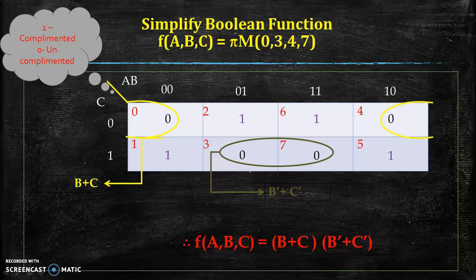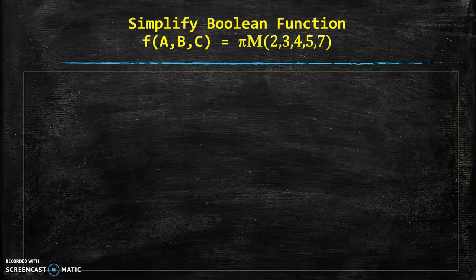So that is a product of sums. So we have the sum term of each group and then we have considered it as a product. Now let us take one more example. Function of ABC. Pi indicates POS type of function. Capital M indicates max terms, and the max terms are given as 2, 3, 4, 5, 7.